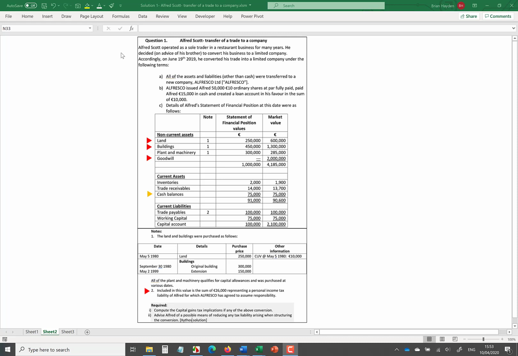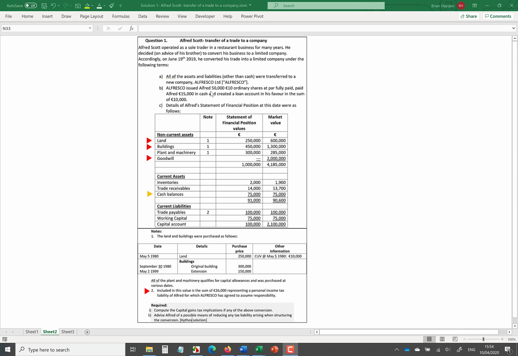So just reading through the question and discussing some of the key features which will guide us in the solution. Alfred Scott operated as a sole trader in a restaurant business for many years, and he decided to convert his business to a limited company. On June 19th, 2019, he did so under the following terms. All of the assets and liabilities other than cash were transferred to a new company called Alfred Scott Limited.